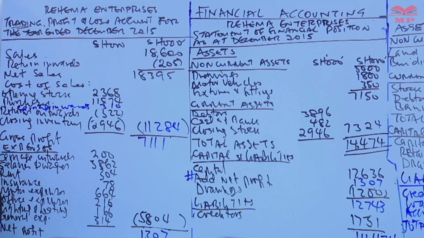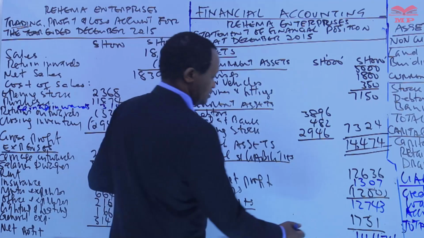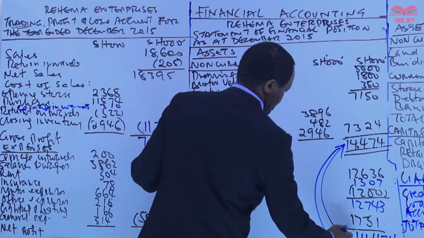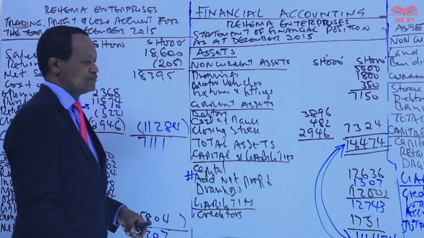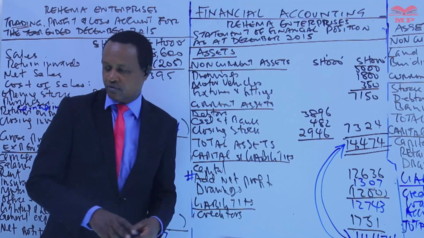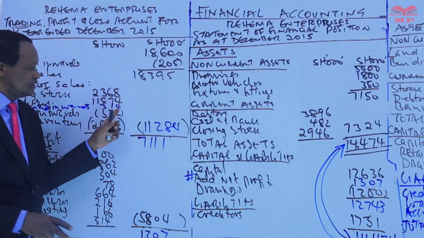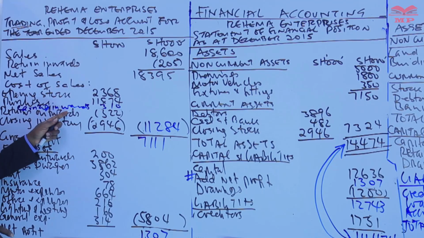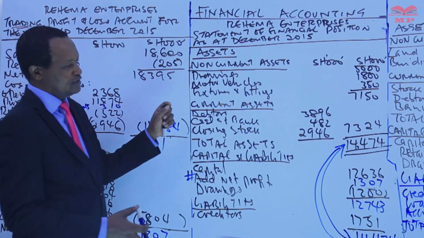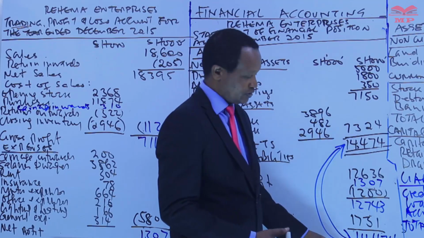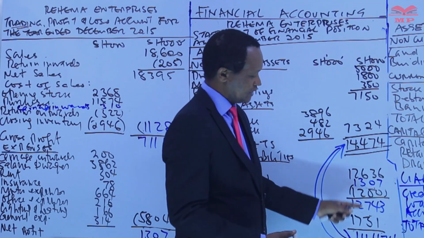Is the total agreeing with the total assets? Is it agreeing? These two must agree. They must be the same. And if they are not the same, then you've made a mistake. In this question, we omitted the carriage inwards. That's why I told you to give me the balance. If there is no error in the question, these two must agree.